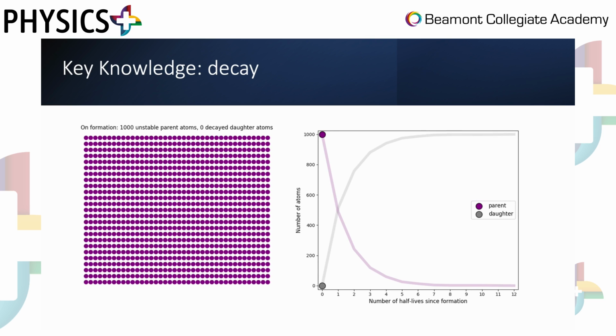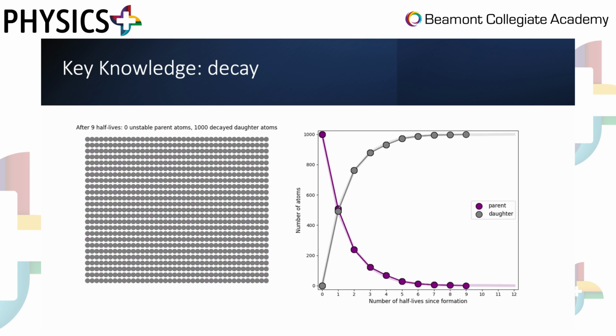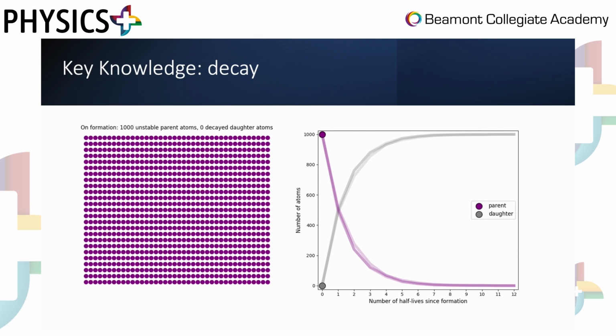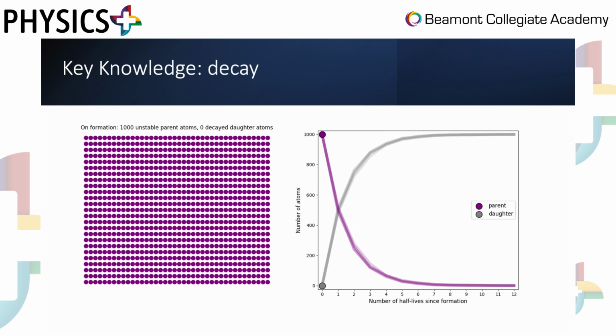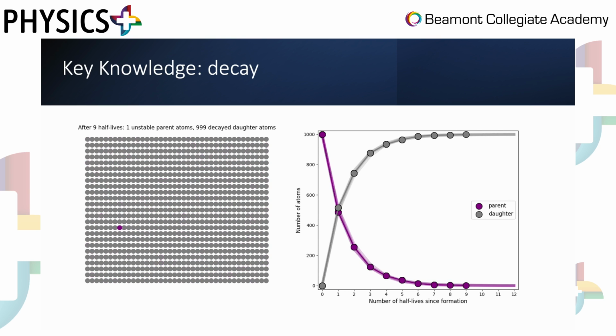Key knowledge, decay. As you can see from this simulation, decay is a random process. However, the overall behaviour of the system is still predictable. At each step in the simulation, you can see that the number of radioactive isotopes halve.